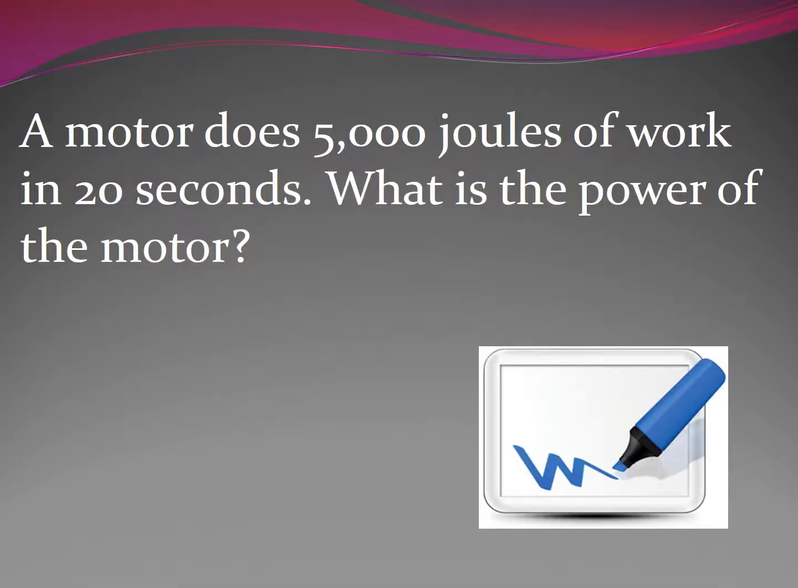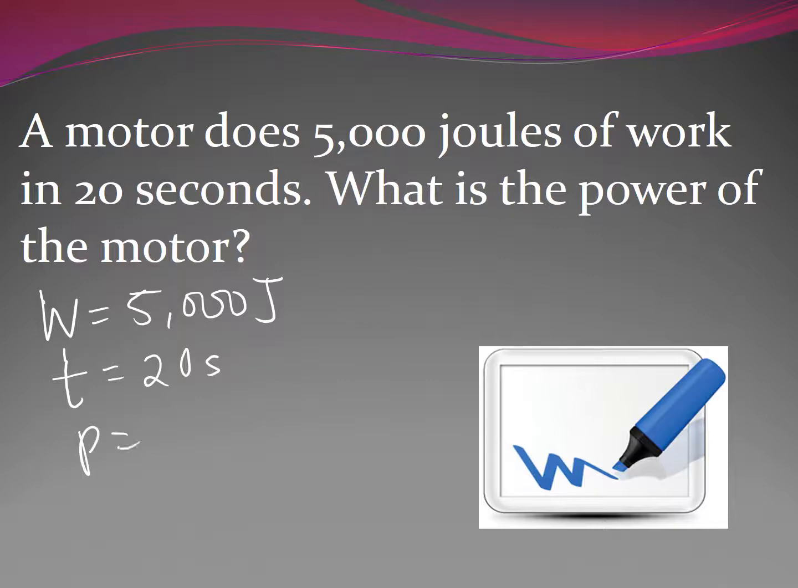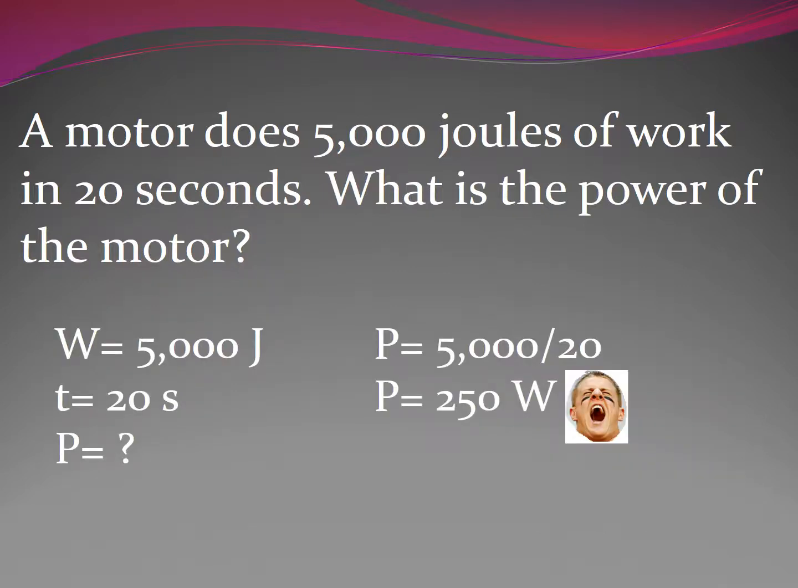So let's say a motor does 5,000 joules of work. So capital W equals 5,000 joules in 20 seconds. So T is equal to 20 seconds. What is the power of the motor? P is equal to, okay. So when we're doing these type of problems, you want to write down your variables first and then put a question mark on the variable that we do not know. Okay, so power is just work over time. And so this one is simple. Our work was 5,000 joules divided by 20 seconds. That gives us 250 watts.